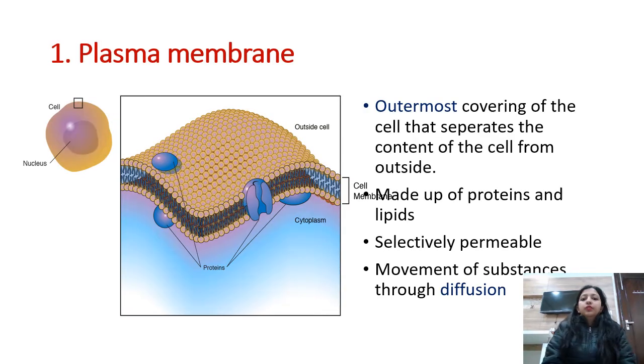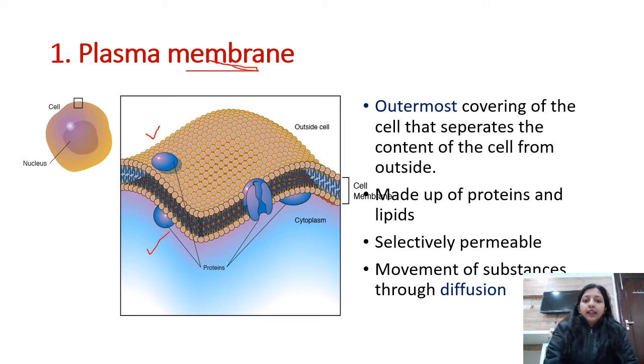So we will discuss all these things one by one. First of all, let's discuss the plasma membrane, which is also called the cell membrane. In animal cells, students, please note, only in the case of animal cells, it is the outermost layer. It separates the content of the cell from the outside.